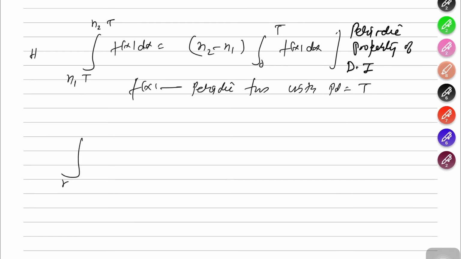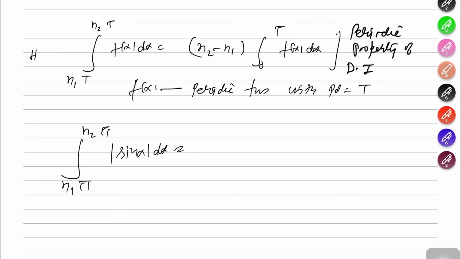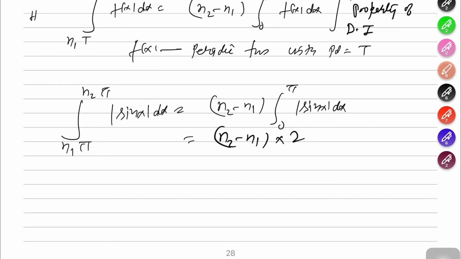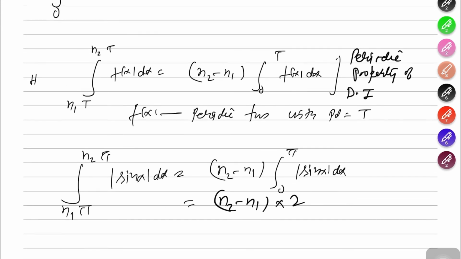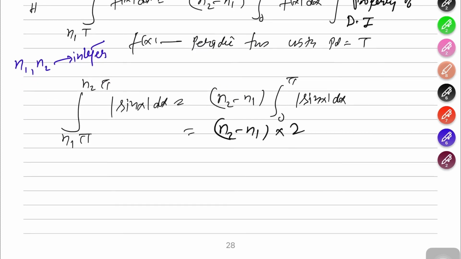So overall we can say that using this property, the integral from n1 pi to n2 pi of |sin x| dx is the same as we can write n2 minus n1 times the integral from 0 to pi of |sin x| dx. For one period we know that the value is 2, so this value is nothing but (n2 minus n1) into 2. And mind it, this is valid if n1 and n2 are integers. So this periodic property is valid if n2 and n1 are integers.